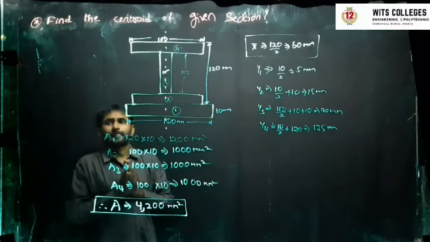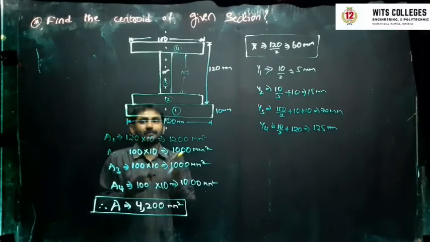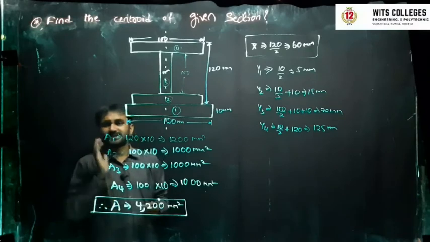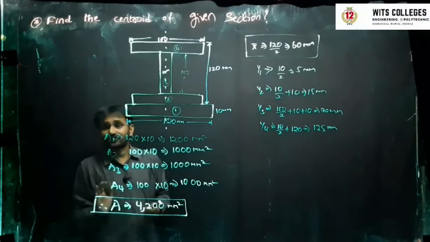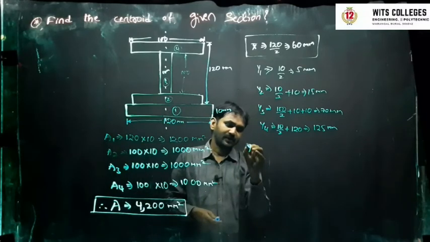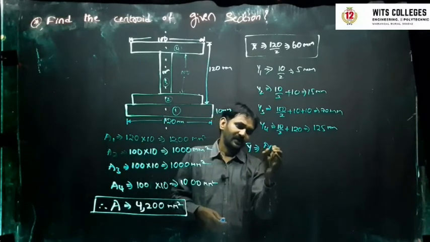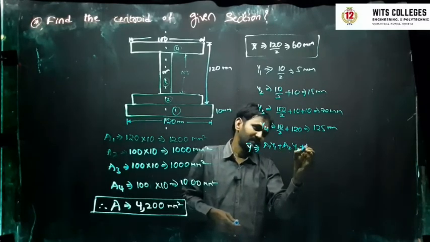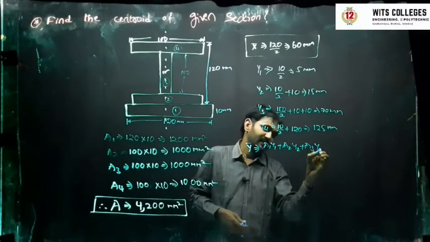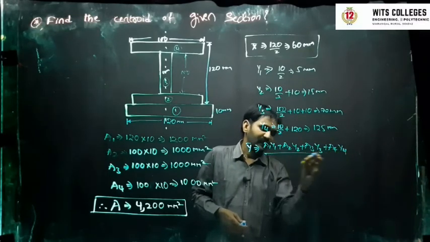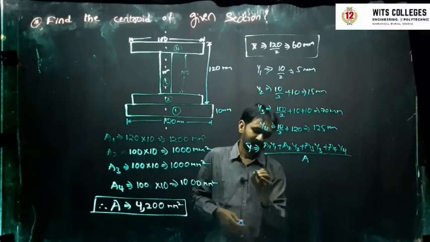Now I need to calculate y bar. What is y bar here? Y bar is nothing but A1y1 plus A2y2 plus A3y3 plus A4y4 divided by capital A. So this is my y bar formula.